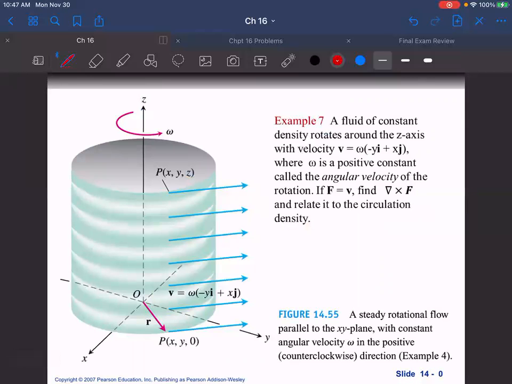Here, I believe I left this one for you to try. This one, you have a fluid of constant density rotating around the z-axis, and you want to find the circulation around that. You should go through and try that one.